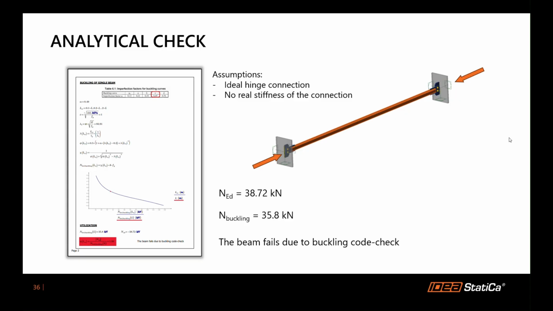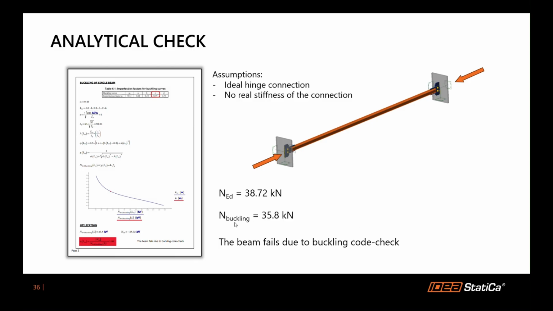Now first, before we go to the more advanced calculations, we do an analytical check manually. So what you see here is a beam with ideal hinge connections, no real stiffness of the connection, and the buckling force is lower than the applied design force, so that means the beam fails due to buckling.